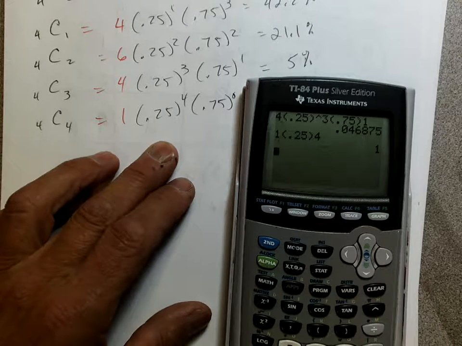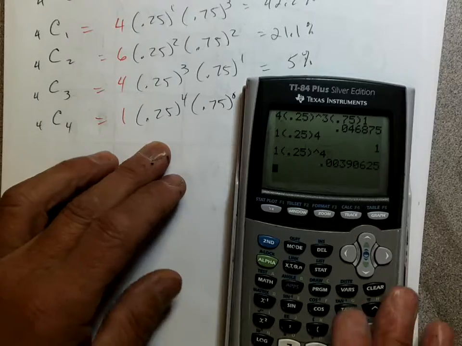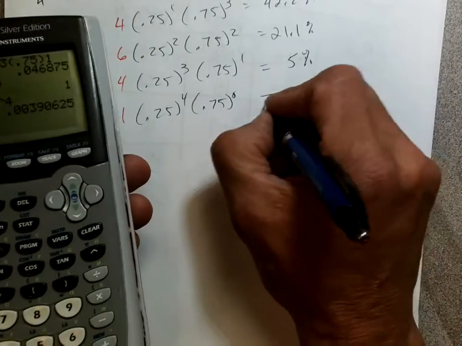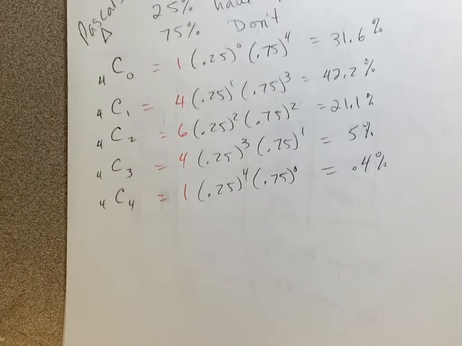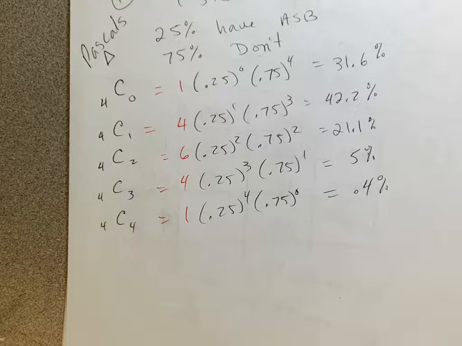Oh, no wonder. I see why I did it wrong. I didn't do it to the power of the fourth. And I get about 0.4%. All I did is use my calculator and I got these answers. Now, I'm going to make a bar graph, going all the way up to 42%.